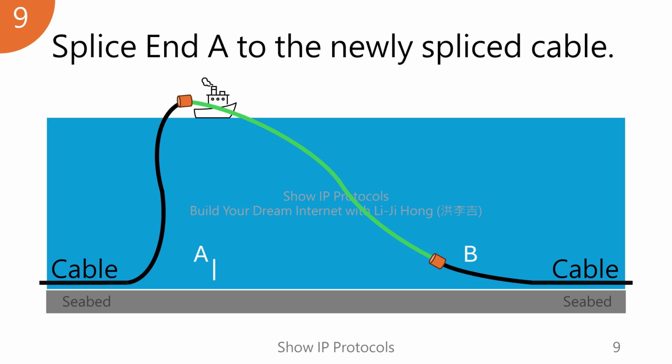9. Splice end A to the newly spliced cable. At location A, we can find the floated end A of the cable easily because of the buoys. Grab end A to the repair ship, and again splice end A to the newly spliced cable. After this step, the connectivity of the cable is restored. We can now also restore the cable back to its original location on the seabed.